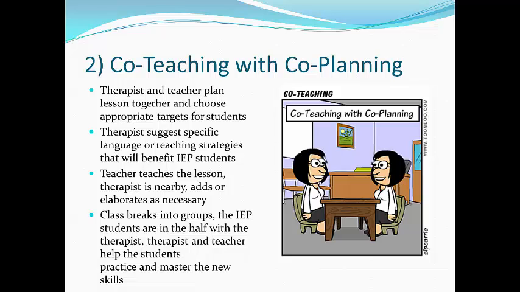So this allows the therapist to gauge whether or not the students with IEPs were able to learn from the lesson, or if they still need a little bit of extra teaching, and then use specific strategies that work for those students. So that would be co-teaching with co-planning.